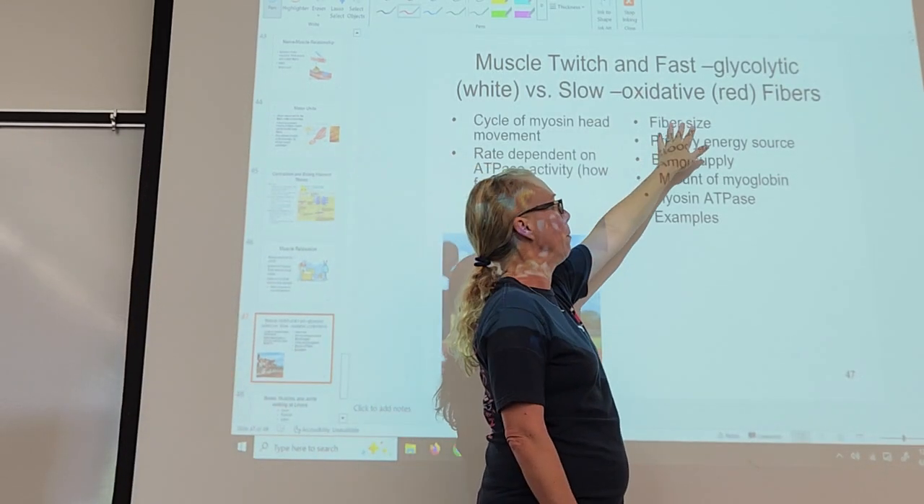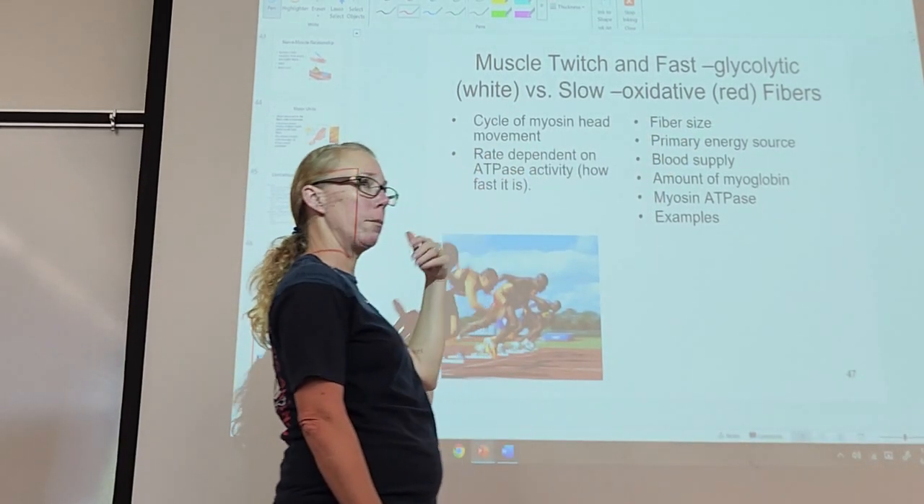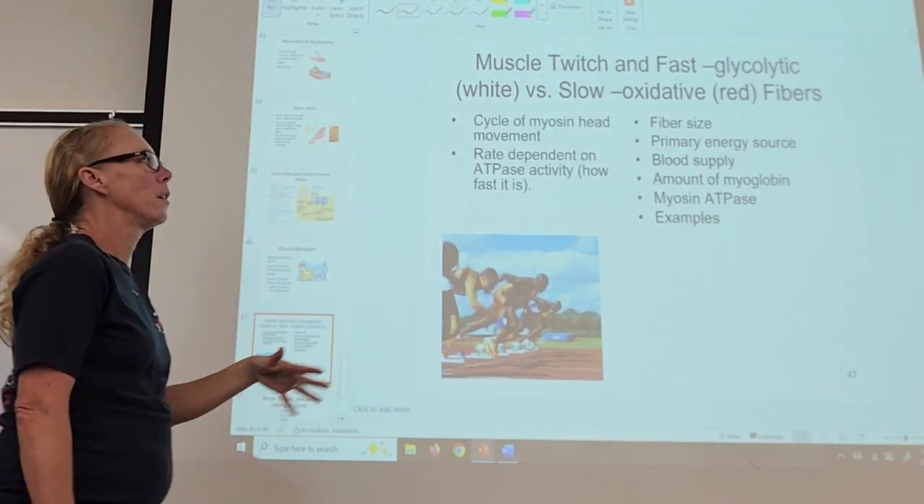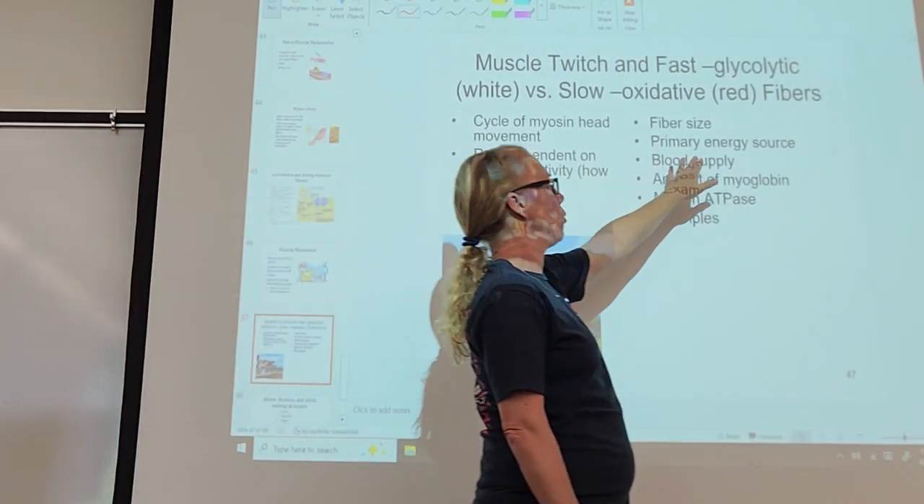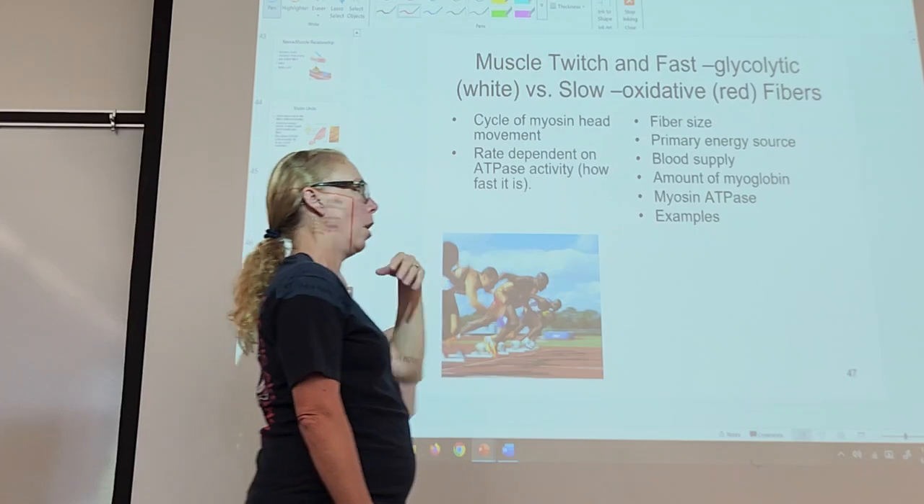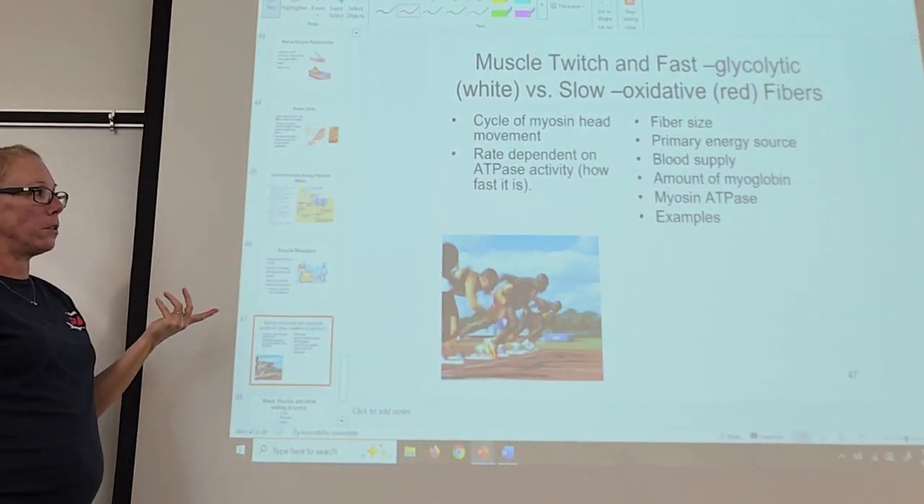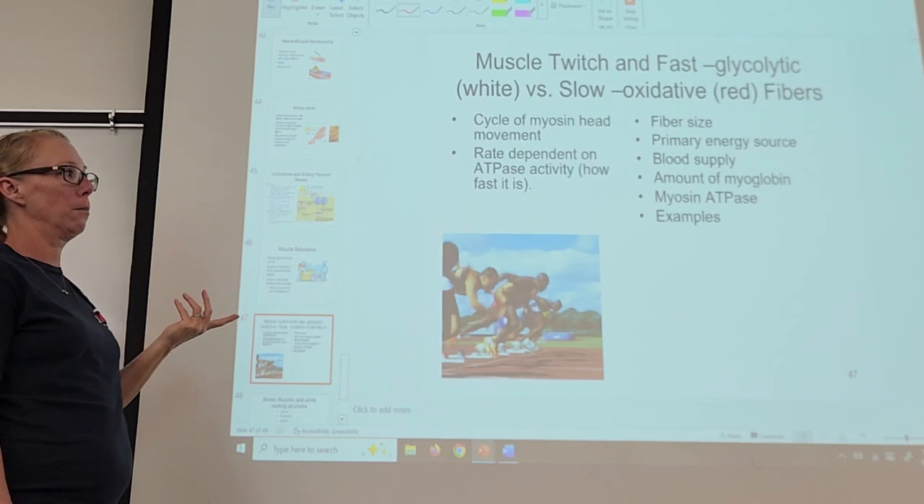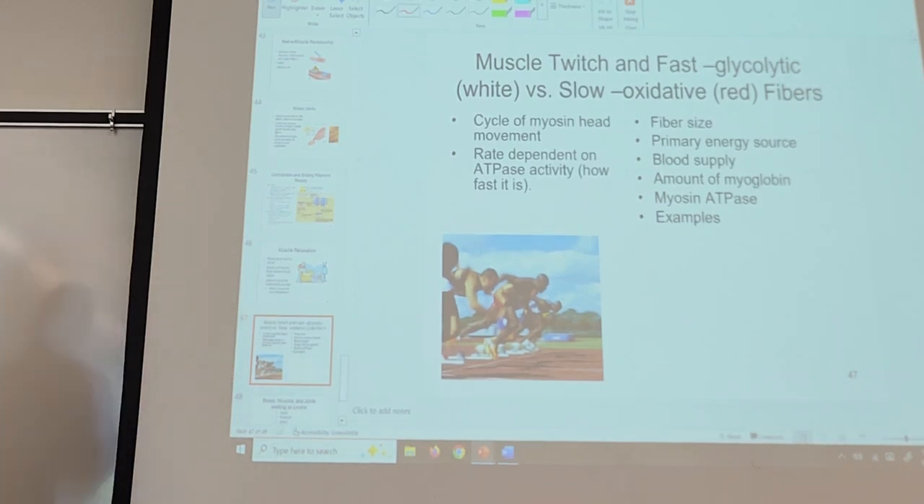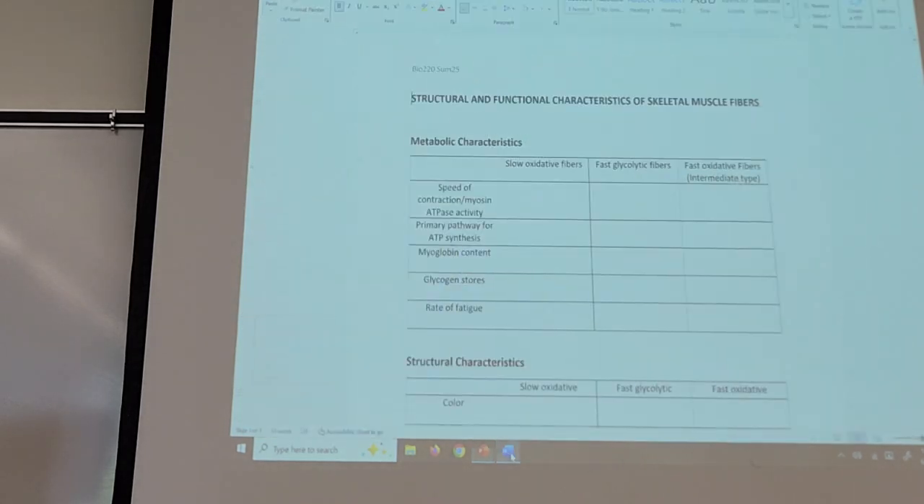How big is the fiber? Okay, some are larger, some are relatively smaller. What is the primary energy source? Are they mainly using oxygen or they're using glucose? Do they have a good blood supply? We'll talk about myoglobin in a minute. But the handout that I gave you really summarizes nicely the three different kinds and the characteristics that I want you guys to know, okay?